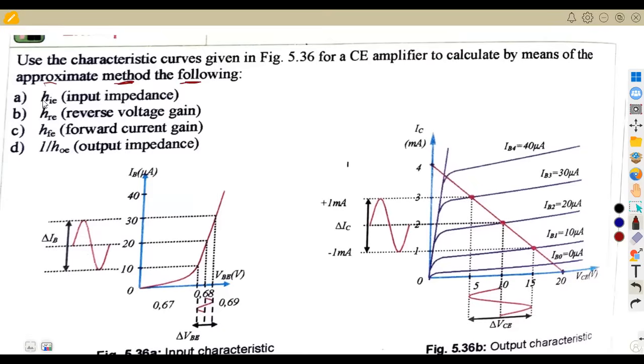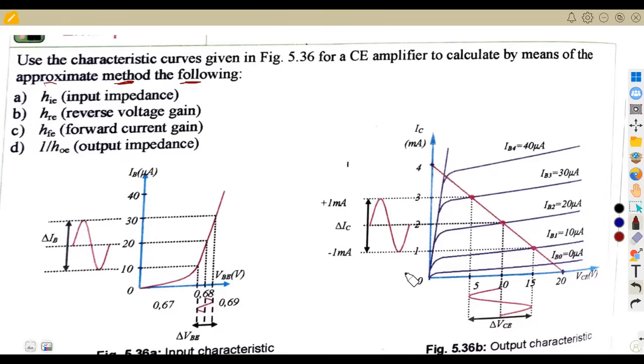The following, we've got the input impedance. HI represents input impedance, all right? Then E is for the common emitter. And this one is the reverse voltage gain. But for the common emitter, the forward current gain. Then we've got 1 over HO is the output impedance. But the HO on its own like this represents what we call the conductance, which is measured in Siemens. We shall talk about that.